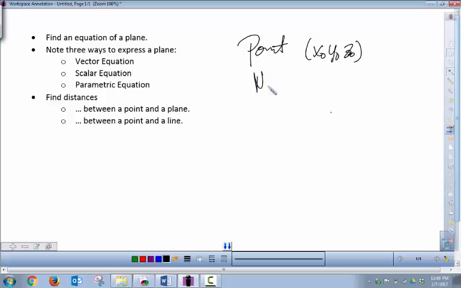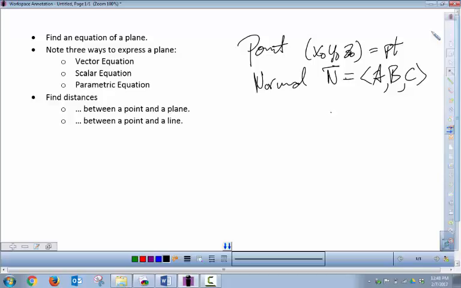And a normal. Let's call the normal n. I don't know if they use uppercase or lowercase, but I'll use uppercase. And I'll use right now the symbol PT for point. Remember, a point is a vector in standard position pointing to the point, so we can treat it like a point or treat it like a vector.